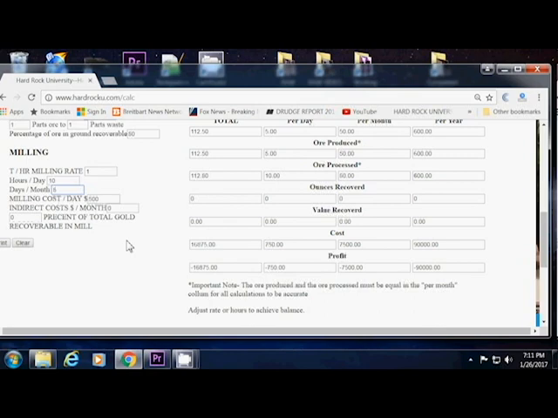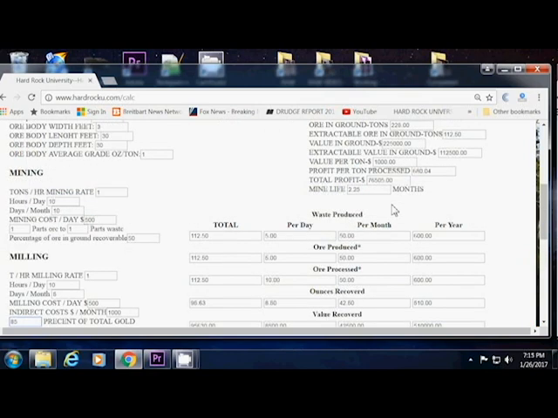Now, the percent of total gold recoverable in mill has to do with how much you actually get out. No mill is 100% effective. A good mill is at least 75% effective, and preferably 85 or 90% plus. I'm going to put in 85 just to make this reasonable. So now we have all the inputs. Let's see what the outputs are.